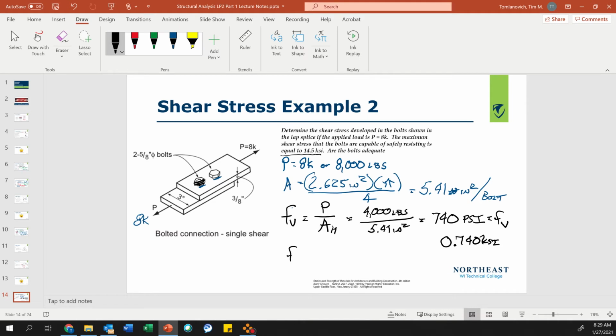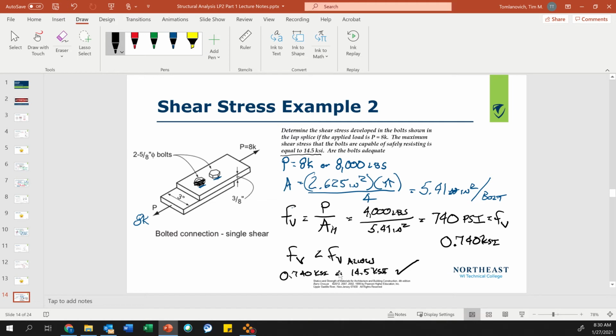Okay, so F prime V has to be less than F prime V allow. So would you agree 0.74 KSI is less than 14.5 KSI? And that is true. So we are safe with that. Okay? All right.